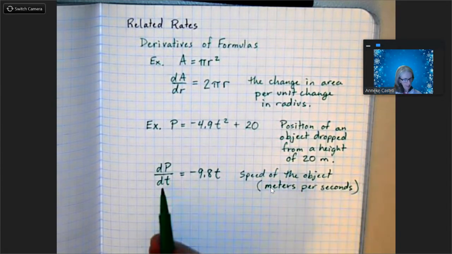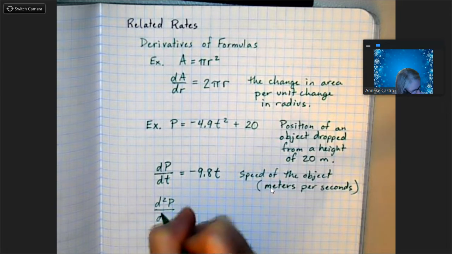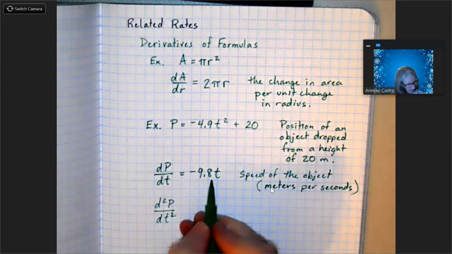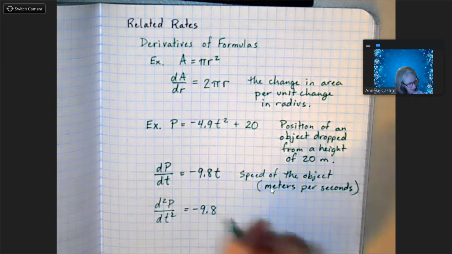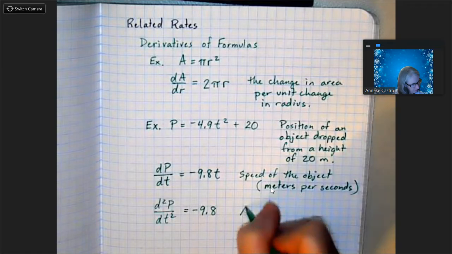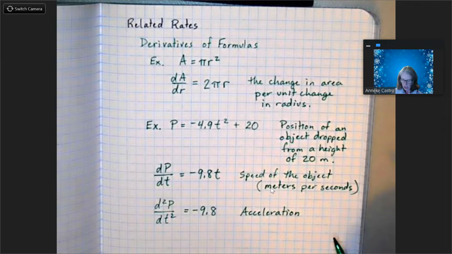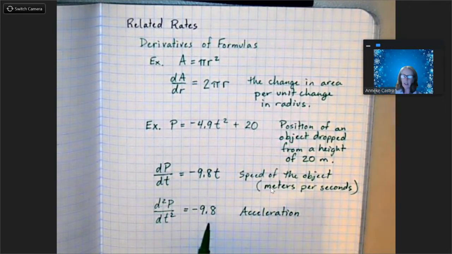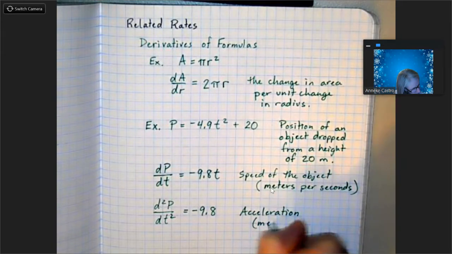Okay, well, what if I wanted to take the second derivative of this? If I take the second derivative, that would be d squared p over dt squared, and the derivative of this would just be negative 9.8, and that is the acceleration of the object, which happens to be the acceleration of gravity, negative 9.8 meters per second squared. Okay, so the units on this would be meters per second squared.